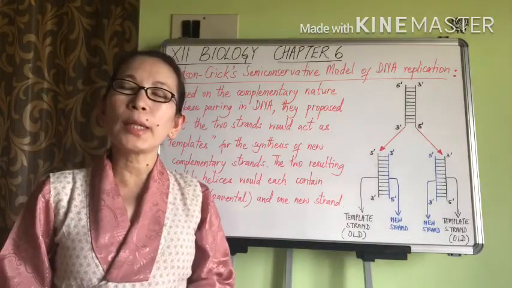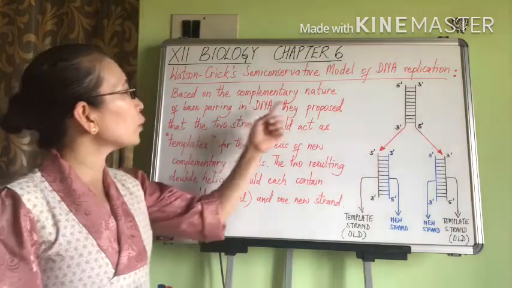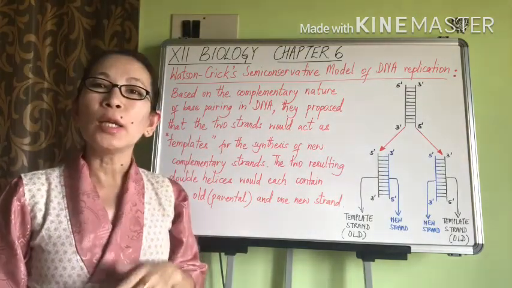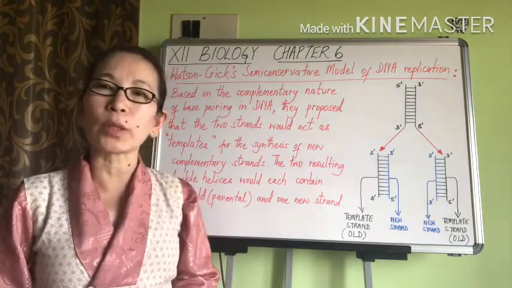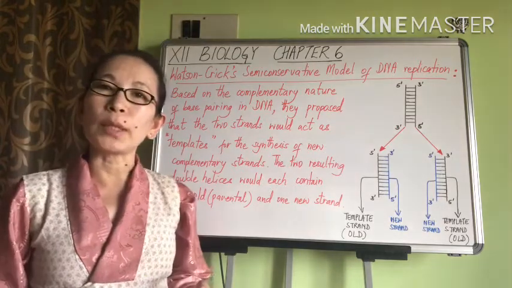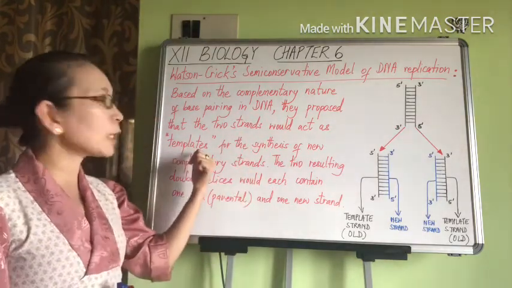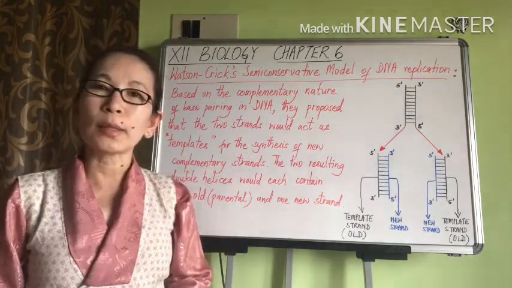While proposing the double helix structure of DNA, Watson and Crick realized that the complementary nature of base pairing in the DNA strongly suggested a semi-conservative model of DNA replication. They proposed that when the two strands of the DNA get separated, these strands would act as templates for the synthesis of new complementary strands.